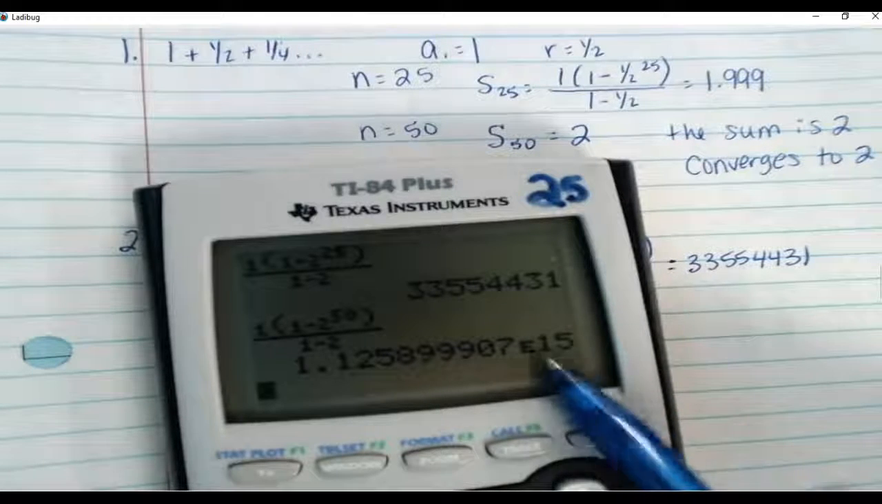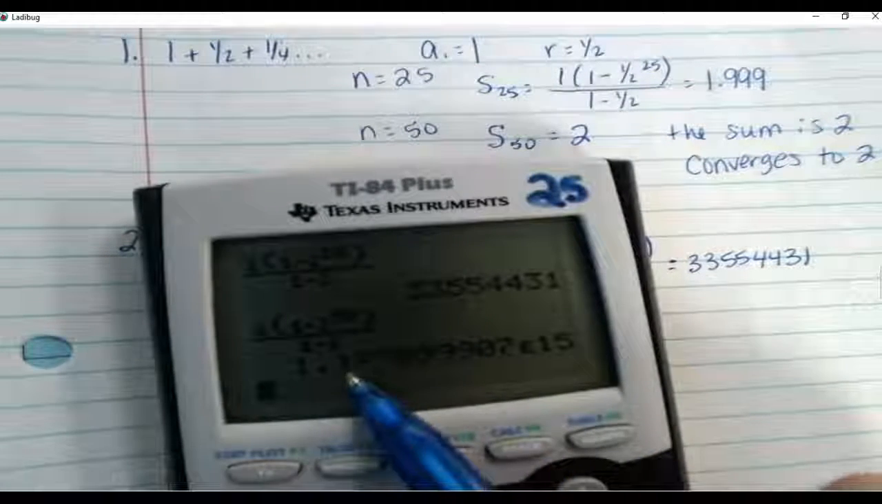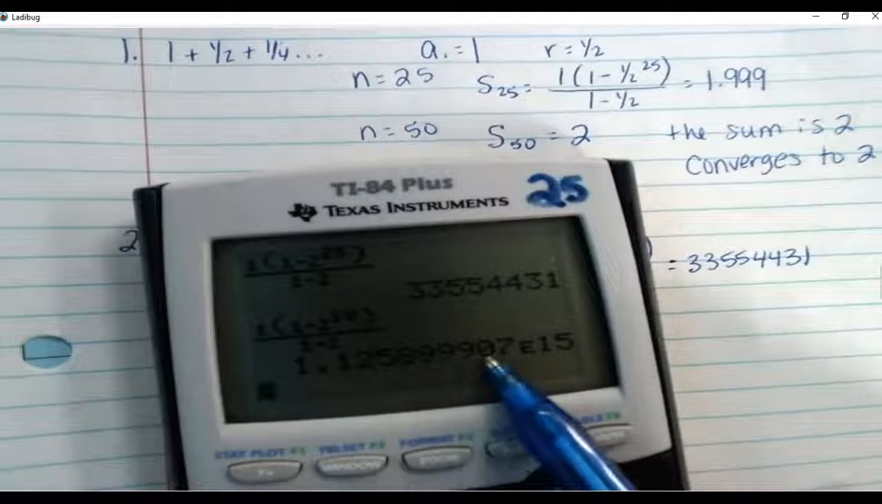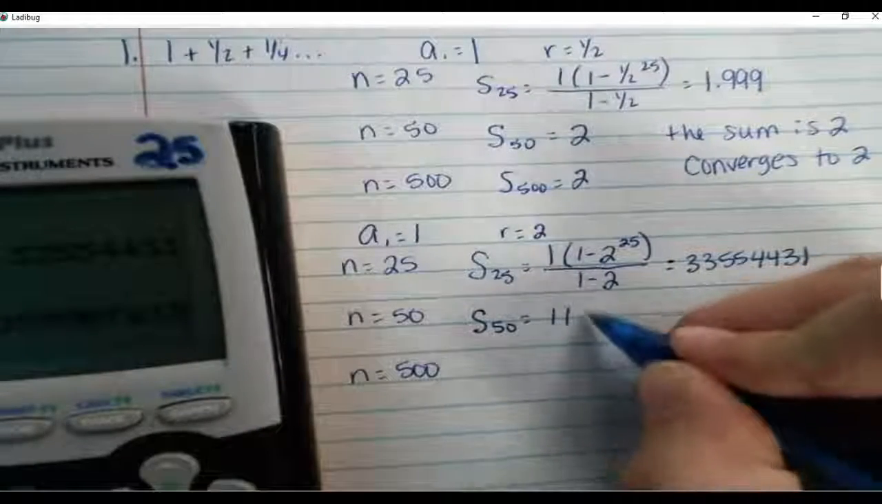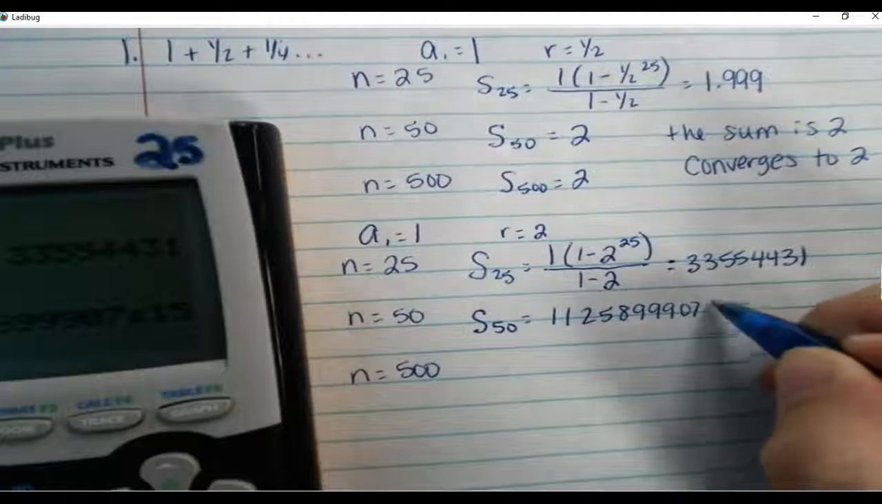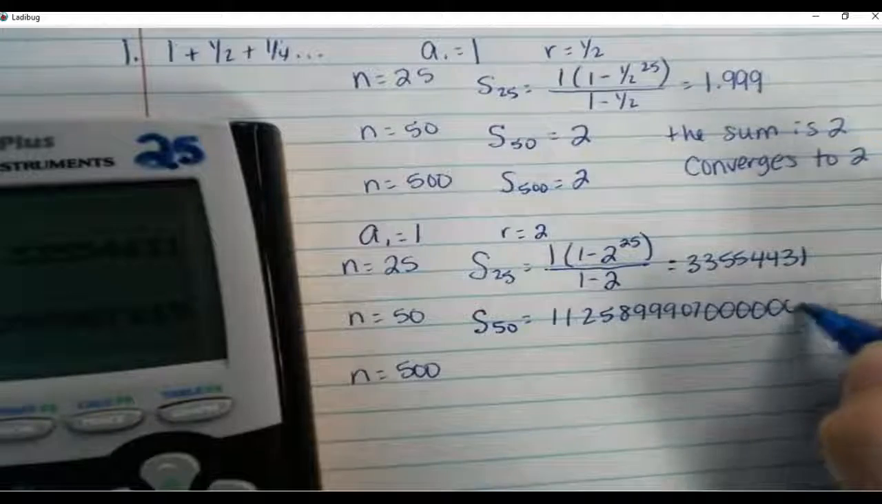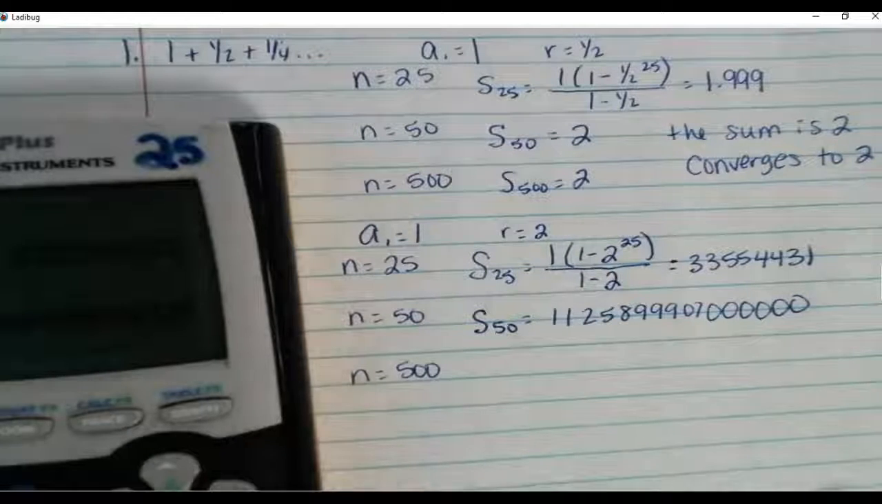So that means I want to move my decimal 15 places, since it's positive, to the right. So I'm going to go 1, 2, 3, 4, 5, 6, 7, 8, 9, and then the rest of them need to be zeros. So 1, 1, 2, 5, 8, 9, 9, 9, 0, 7, that's 9, 10, 11, 12, 13, 14, 15. So we need to add 6 zeros to it. So what would that be, like 112 zillion?